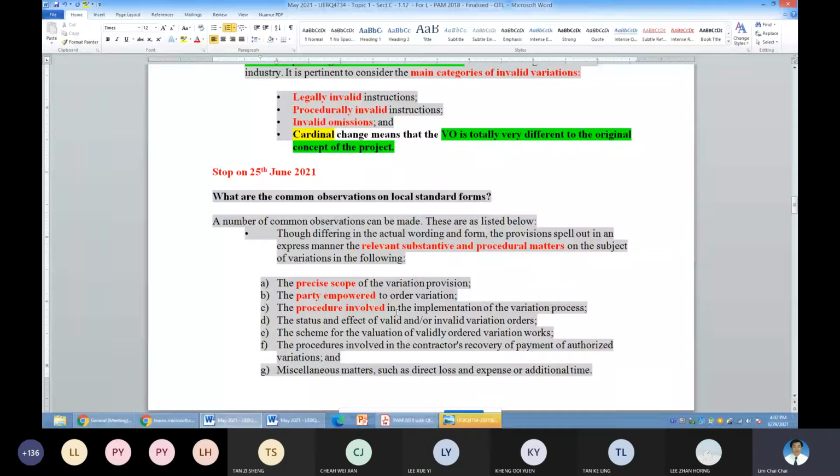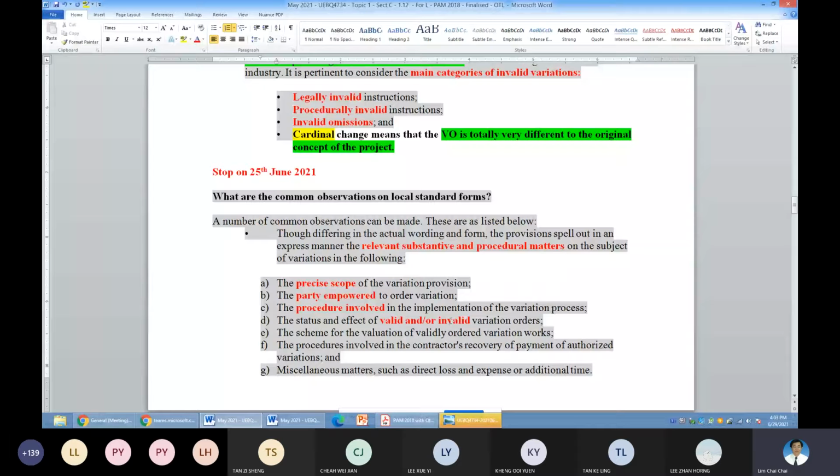Or sometimes the architect didn't give a written instruction, but gave a verbal or oral instruction. And then the architect will go back to the office and confirm it, a confirmation of the verbal instruction under the CAI. So these are the various procedures for valid variations to be issued. And then you need to identify whether the instruction is valid or invalid.